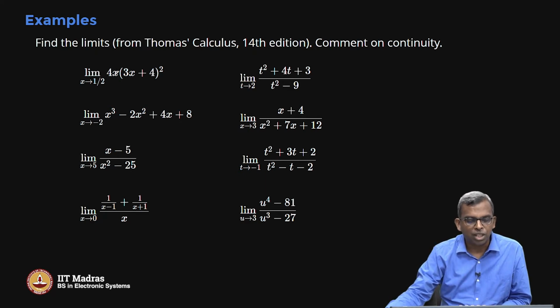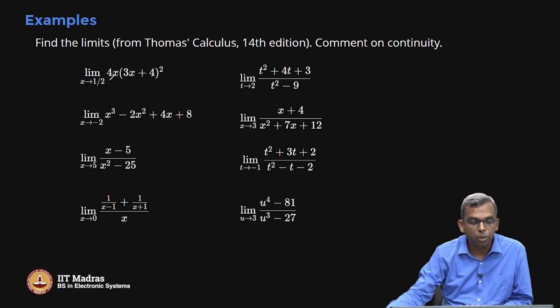So if you look at this function, is it just a polynomial? 4x into (3x + 4) squared. It doesn't look like a polynomial, but you can simplify it and make it into a polynomial. How do you do that? This is (3x + 4) whole squared. You know how to simplify that. Use multiplication of polynomials and then multiply by 4x. Eventually, you'll get a polynomial.